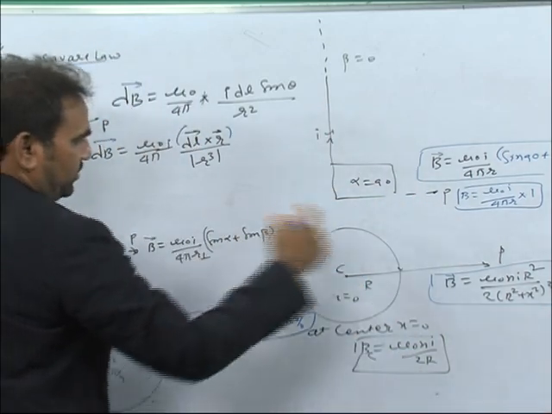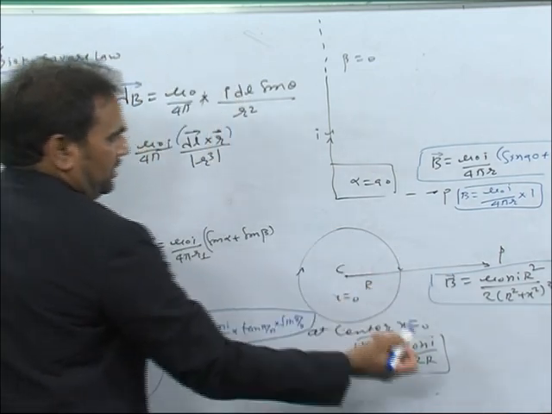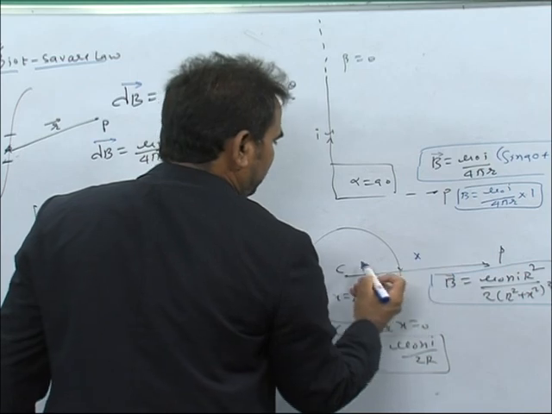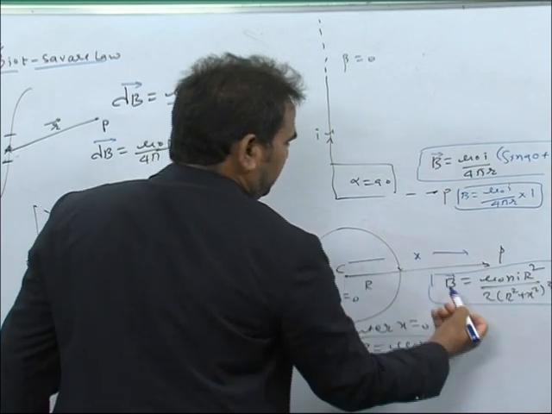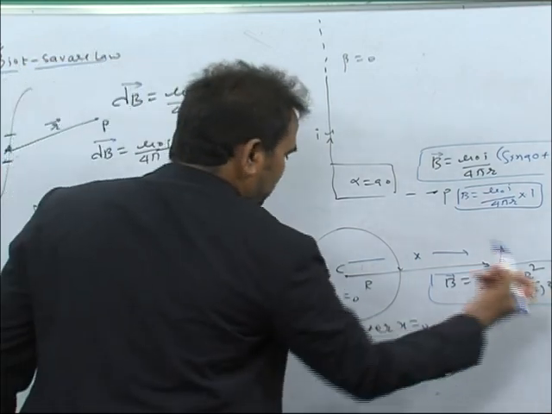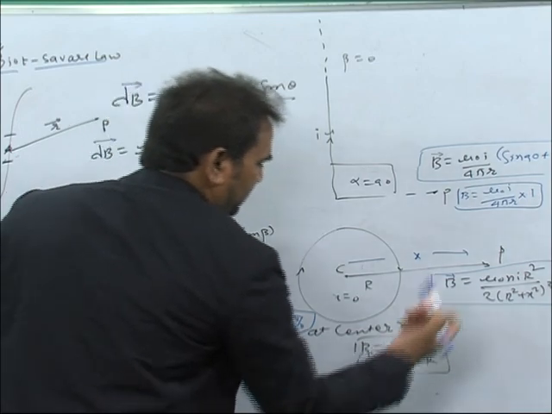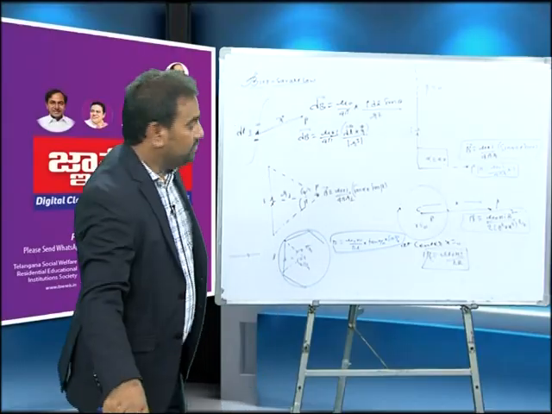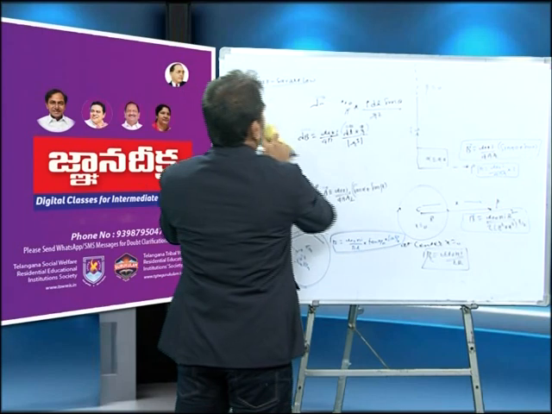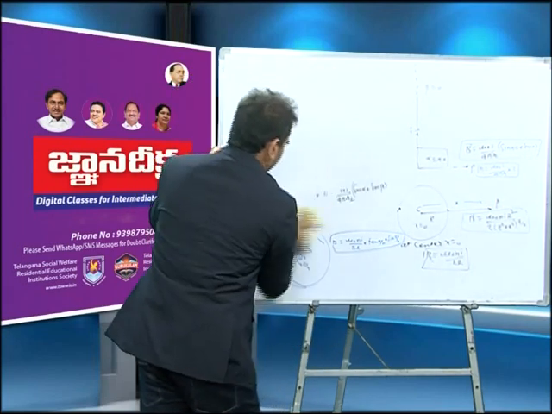Next, the magnetic field on the axis of a circular current carrying conductor at a point P, which is at a distance of x, is given by B is equal to mu naught N I r square by 2 into r square plus x square whole power of 3 by 2. At the center, x is equal to 0, that is B is equal to mu naught N I by 2 r. Based on this concept, I will explain some applications.